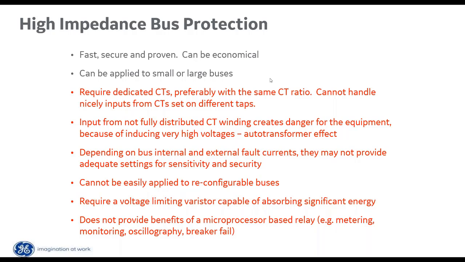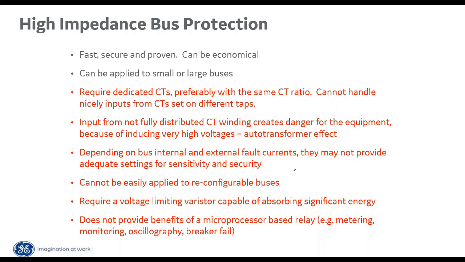However, the disadvantage, as I mentioned, is that it does require dedicated CTs with the same CT ratio. It cannot handle nicely inputs from CTs set at different taps. So if you have multi-tap CTs, we usually recommend setting at the maximum tap, at full tap setting, because if you set it at lower tap positions, you are reducing the burden and the electromechanical characteristics of the CT, and that can affect the scheme. Depending on if it's an external or internal fault, you will have to provide adequate settings for sensitivity and security. And as I mentioned, usually how we do it is we saturate one of the CTs, and then, based on the burden calculations, we come up with that number.